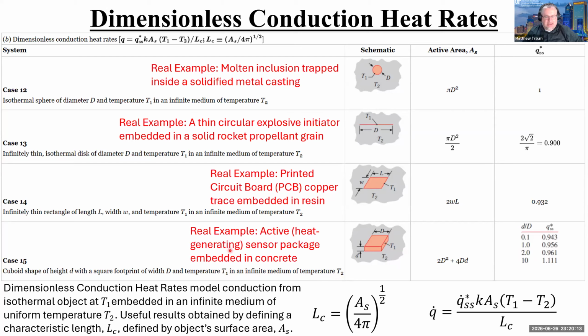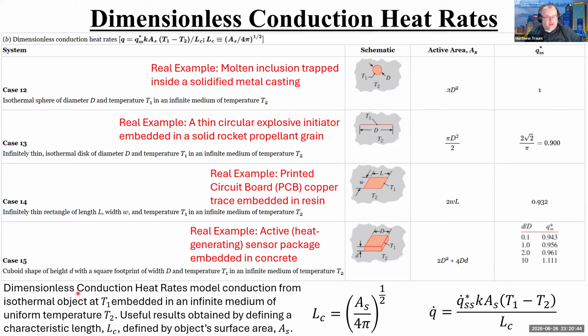This is like a sensor package embedded in concrete that you're actually powering, right? So it's dissipating power. So imagine you're trying to measure the temperature of a bridge or something like that, a building, and you've got a little sensor pack that you've actually intentionally embedded in the concrete so that you could take constant measurements of the temperature of that structure. Now you have a shape factor for that, right? So yeah, you're welcome.